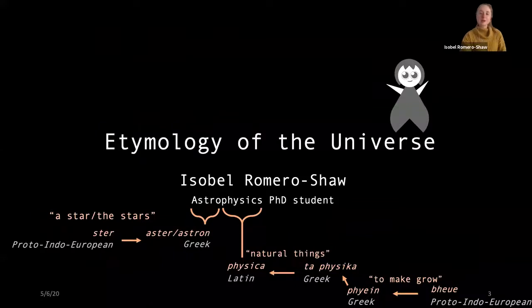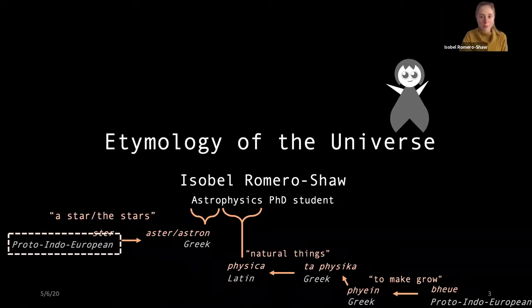So how about the words that make up my job description? The word astrophysics can be split into two parts, with the first part, astro, coming from the ancient Greek aster, which just means a star. And this in itself stems from a word that is something like stir, which was the Proto-Indo-European word for star. So this term, Proto-Indo-European, will come up a few times in this talk. So I'll tell you what it means.